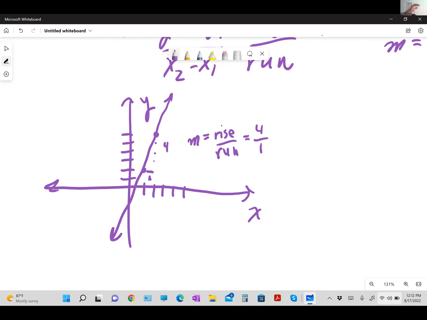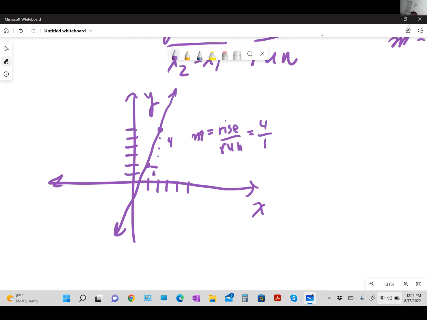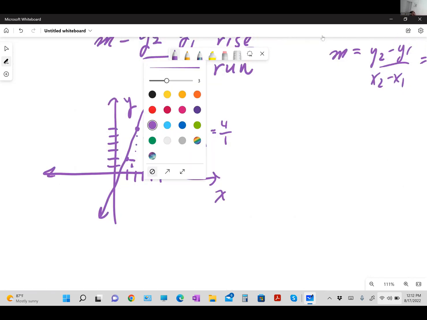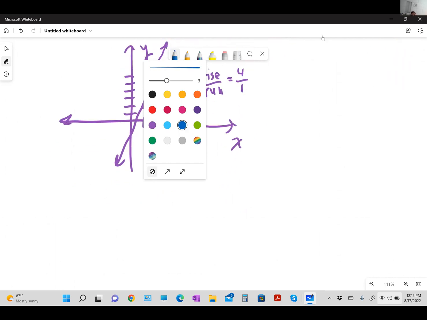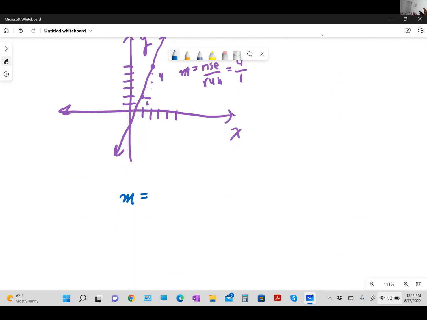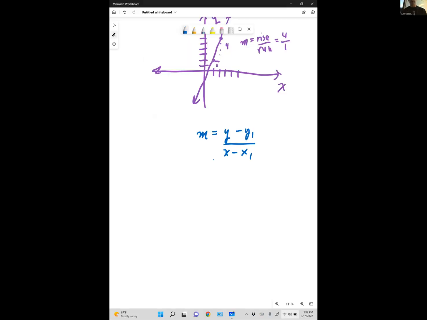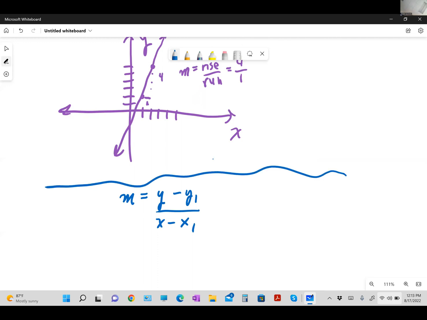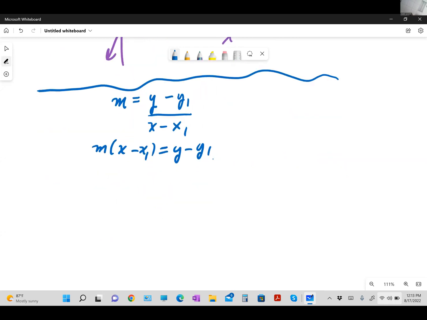Now, what's interesting is in that slope formula, let me pick another color, like blue. So let's say I wrote the formula out for slope, but instead of calling the first one y sub 2, I just wrote y because I don't know it. And I write y minus y sub 1 over x minus x sub 1. I can write my slope formula like that. But the great thing is I can rearrange this. And I can write the following. m times x minus x sub 1 equals y minus y sub 1. And we don't really like writing it this way. We write it this way. We go y minus y sub 1 equals m times x minus x sub 1.